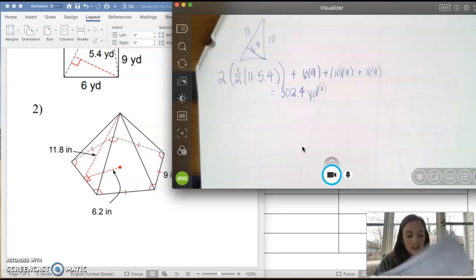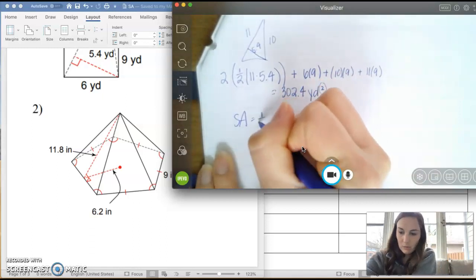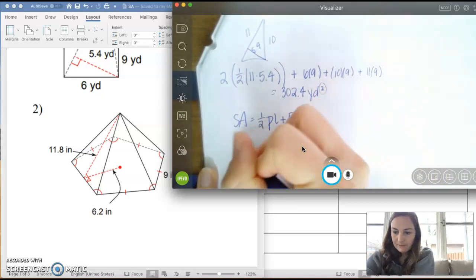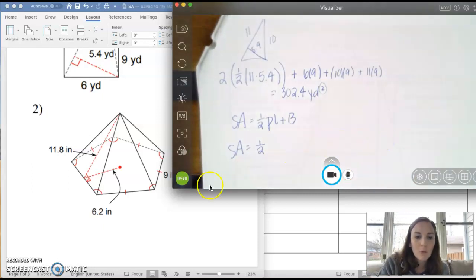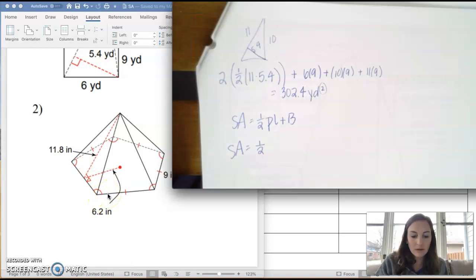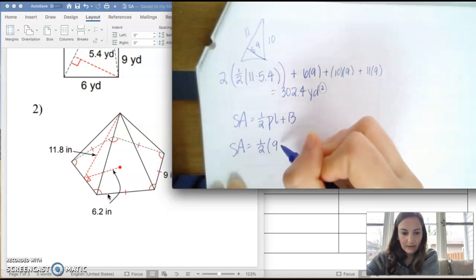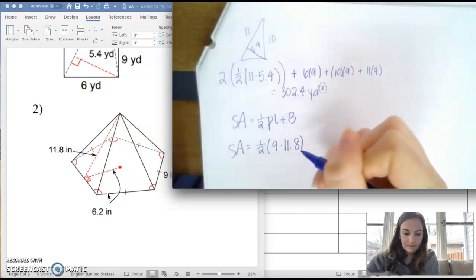So we need to find for the pyramid, its surface area is 1/2 the perimeter times the lateral plus the base. So let's start with the perimeter. So the perimeter, well, this is regular because they're all the same. So these are all going to be 9. So it's 9 plus 9 plus 9 plus 9 plus 9 here. So it's going to be 1/2 times 9, and the lateral, we're told, is 11.8.